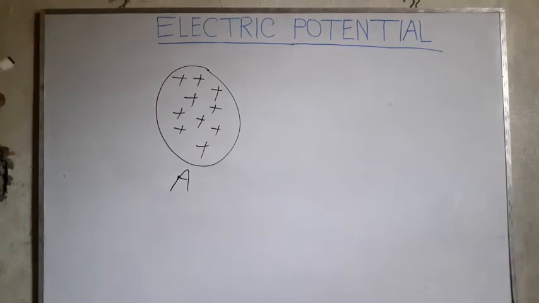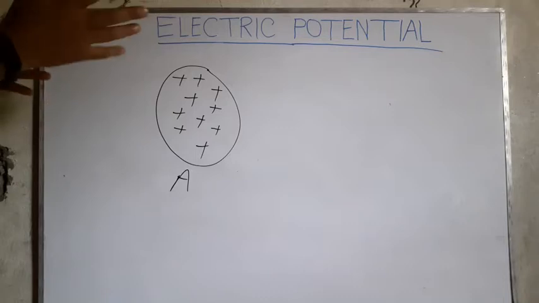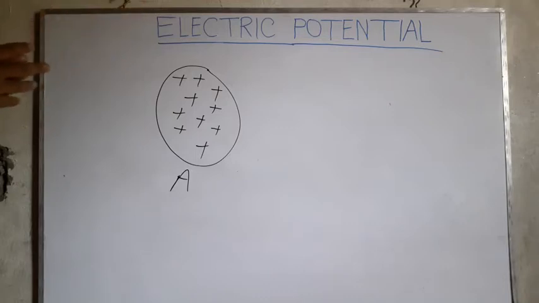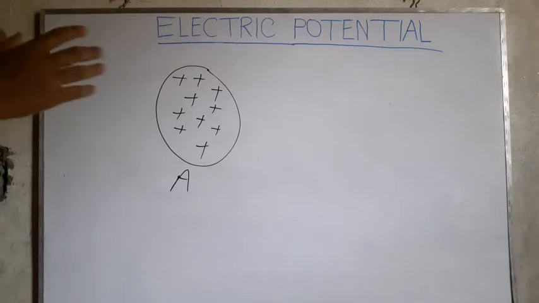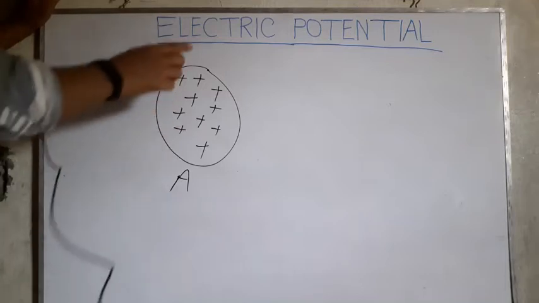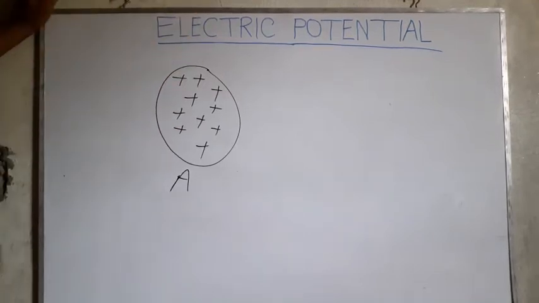Actually, similar to the level or height of the water level and temperature, there is a factor on which the flow of charge depends. The flow of charge depends on a special factor. This factor is known as electric potential. Electric potential will determine in which direction the charge will flow.